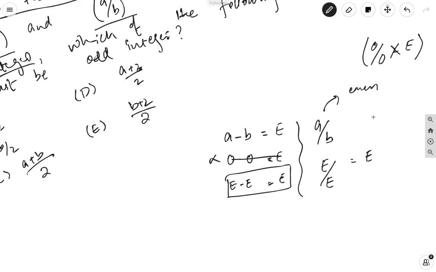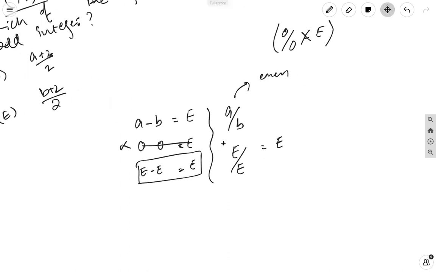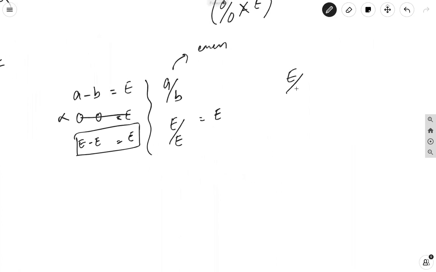But while discussing the case even over even, I told you there could be 3 possible scenarios. The result could be even, the result could be odd, and the result could be a non-integer. So what is the possible case in which we always get even? Can anyone tell this?